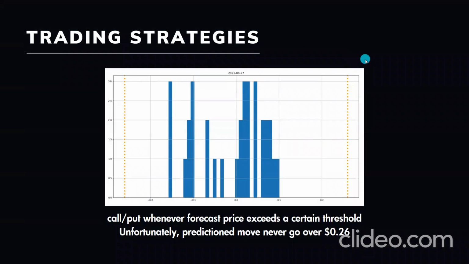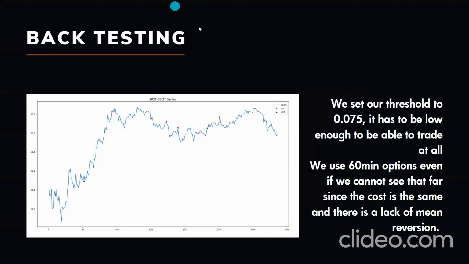Now for trading strategies, the logical trading strategy is to just put an order whenever we forecast a change of more than 26 cents. However, that almost never happens, which means we have to reduce our threshold to actually make trades. So as you can see here, it is able to make some sensible trades.